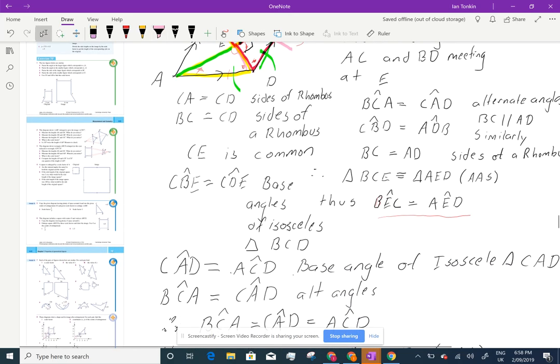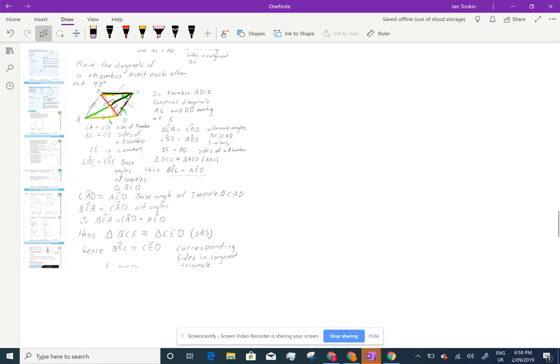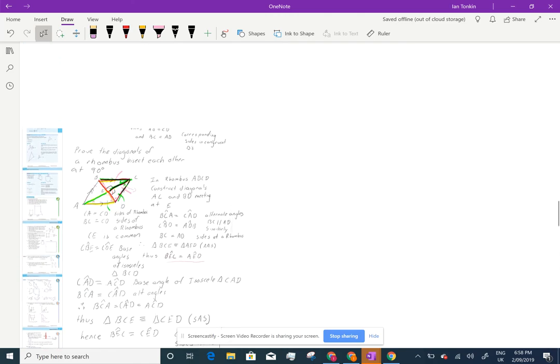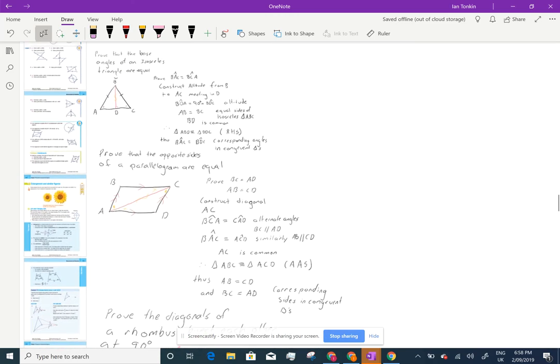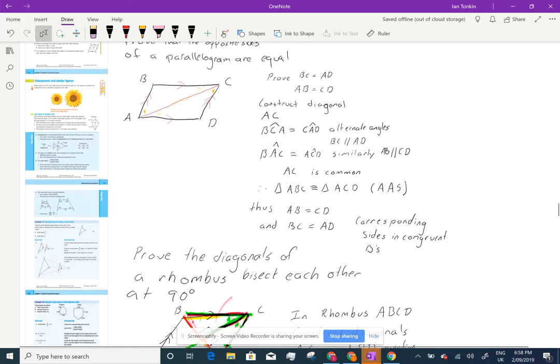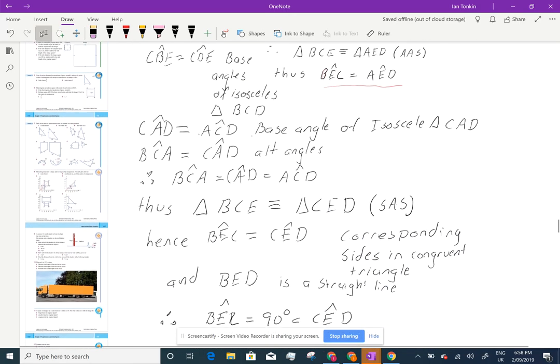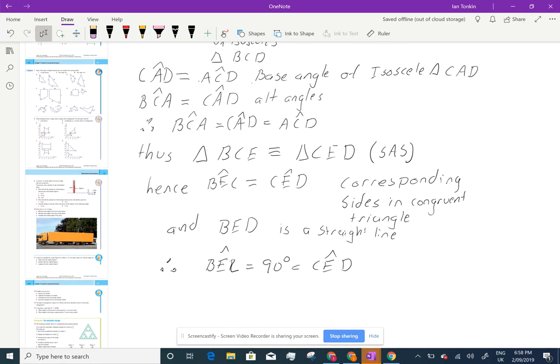All right, now that is a really long and difficult proof. I put it in there so that people would see it. The first two were reasonably easy. All right, proving the base angles, proving the opposite sides in a parallelogram. But there, you had to do two congruency proofs to get there. All right, I hope that helped you out for those people who were able to do that. Hope you had a good lesson trying to do those proofs.